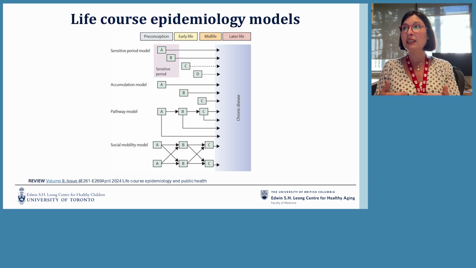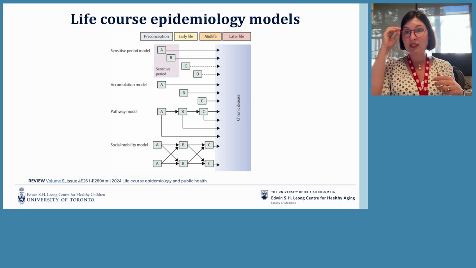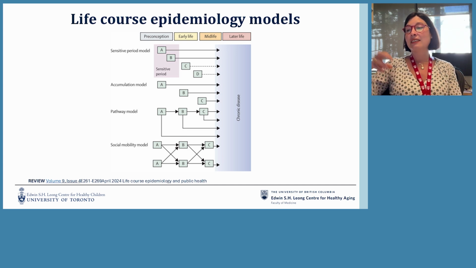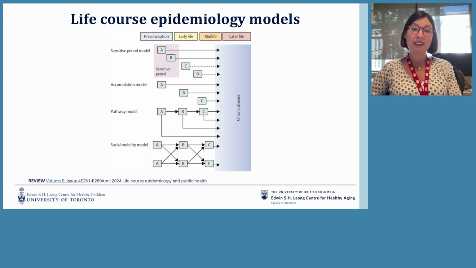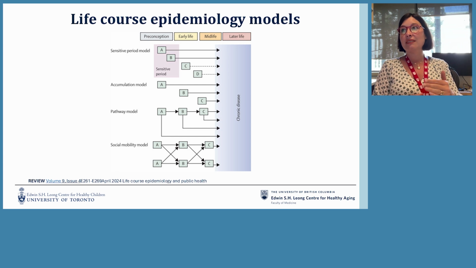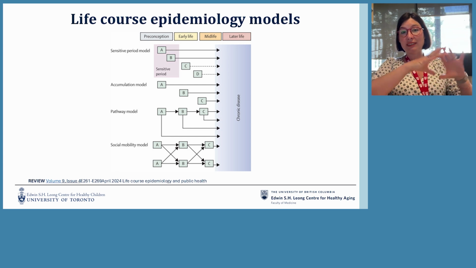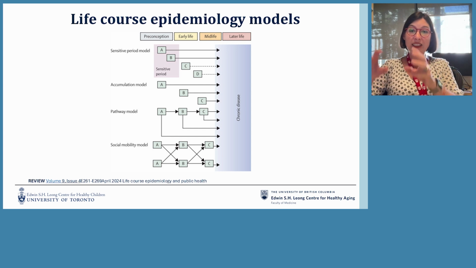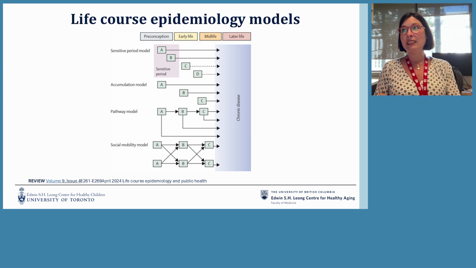The accumulation model is more similar to the pathway, to the figure that we have just observed, and it postulates that it is accumulation of exposures across the life course that creates differences in chronic diseases, health, aging later in life. Then the pathway model stipulates that certain exposures in specific periods influence exposures in other periods that themselves have then an impact on health later in life.